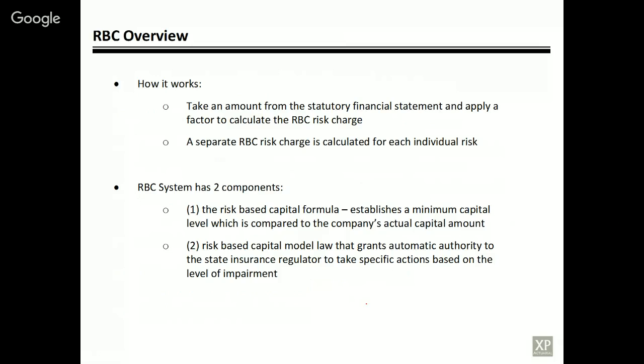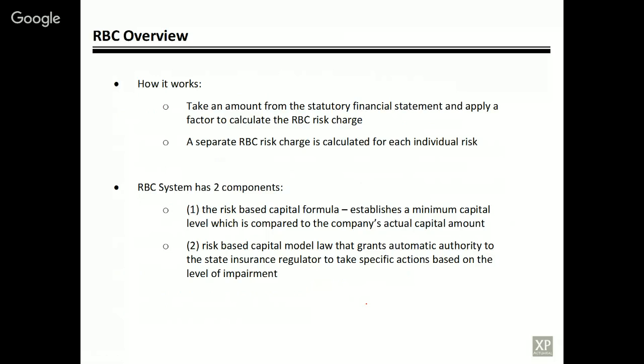So how it works, you take an amount from the financial statement and you apply a factor to calculate the RBC risk charge. And a separate RBC risk charge is calculated for each individual risk. And the RBC system has 2 components. The first is your risk-based capital formula, which establishes the minimum capital level. And the second is the risk-based capital model law, which grants automatic authority to the state insurance regulator to take specific actions based on the level of impairment.